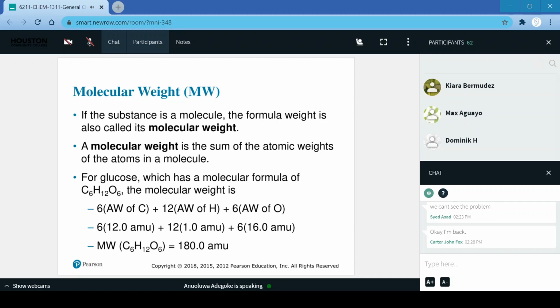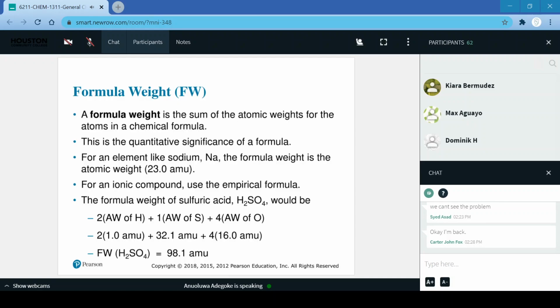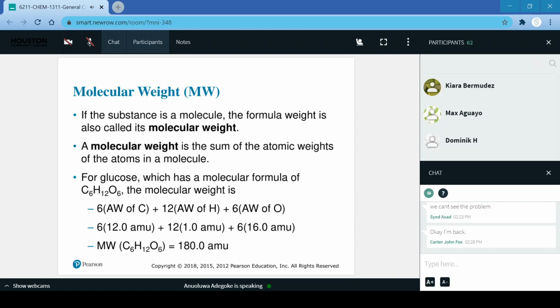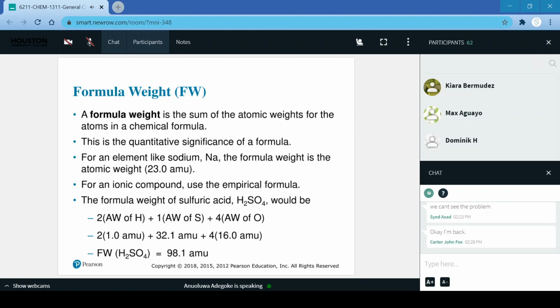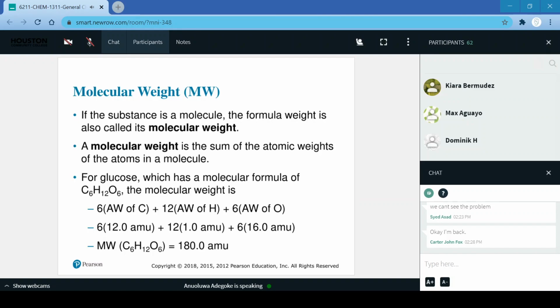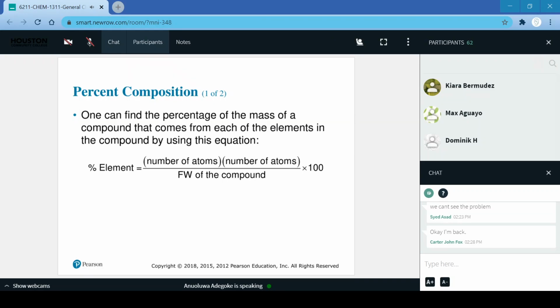Now, the formula weight is typically used for ionic compounds, though sometimes we use it for molecular compounds too. Molecular weight is basically the sum of the atomic weights of the atoms in a molecule. It is almost the same thing as the formula weight. So like I said, we typically use formula weight more for ionic compounds. The molecular weight of glucose is 180.0 AMU. AMU stands for atomic mass unit.